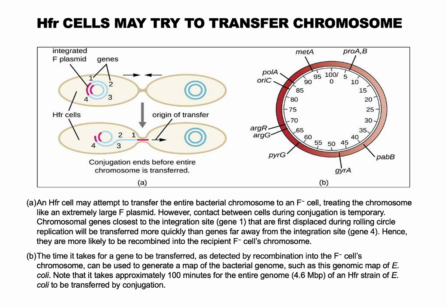Consequently, the positioning of bacterial genes within the HFR cell's genome can be mapped based on the order in which they are transferred during conjugation. Therefore, before widespread use of bacterial genome sequencing, distances on prokaryotic genome maps were typically measured in minutes.